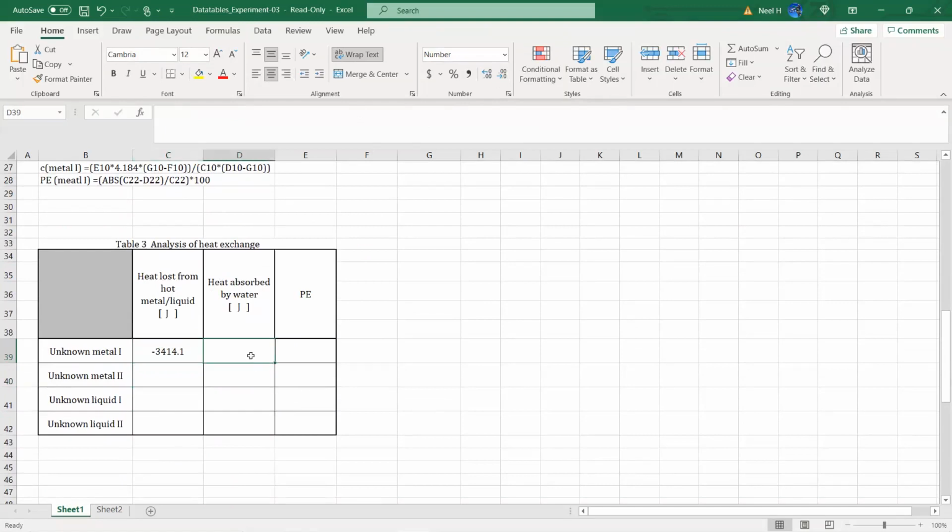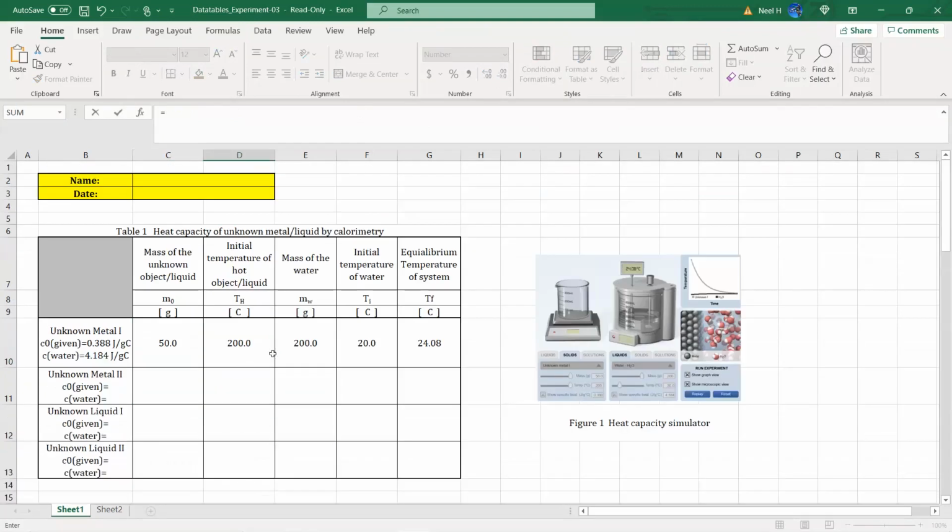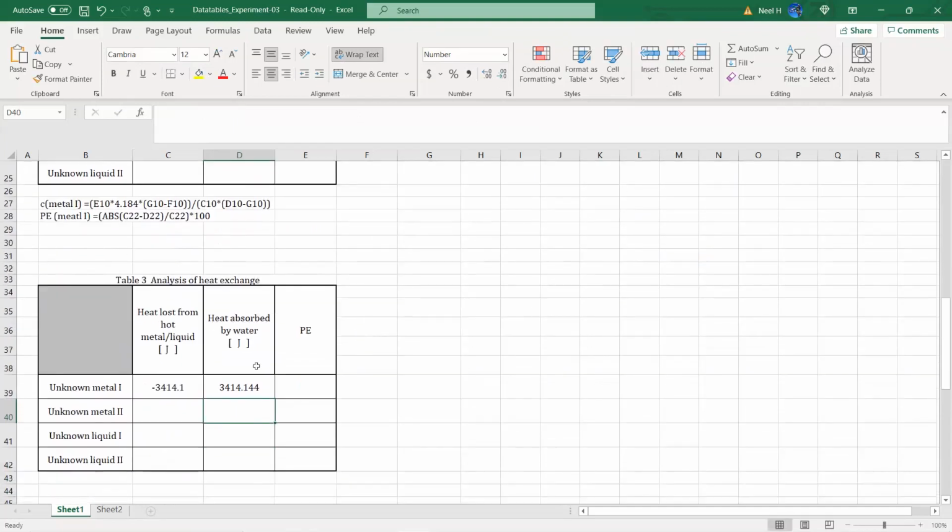Then we'll take a look at the heat absorbed by the water. It equals the mass of the water, which is about 200 grams, multiplied by the specific heat capacity of the water, 4.184, multiplied by the temperature difference, T final minus T initial. That should be a positive number because it's absorbing. Again, I'm going to cut the decimal places down to 1. It's exactly positive and negative numbers.